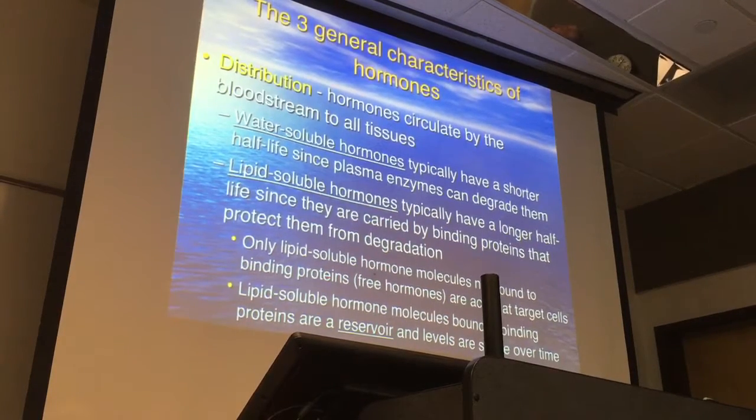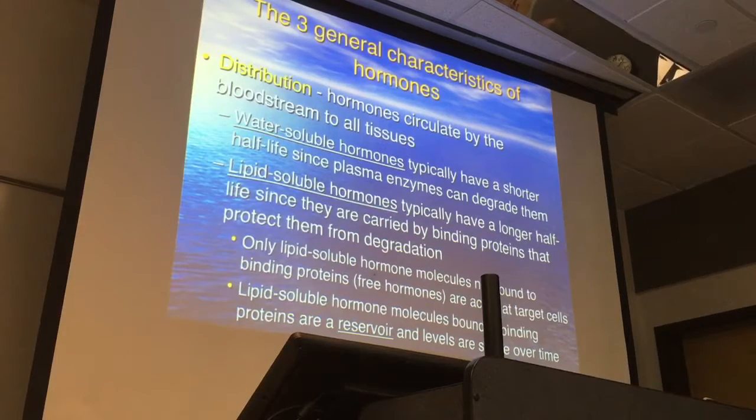Yes? Can you give examples of each type? Well, a water-soluble hormone, growth hormone. What about the lipid-soluble ones, the ones that can be free-floating? Oh, every lipid-soluble hormone is carried by a binding protein. Only a small fraction of it is free.